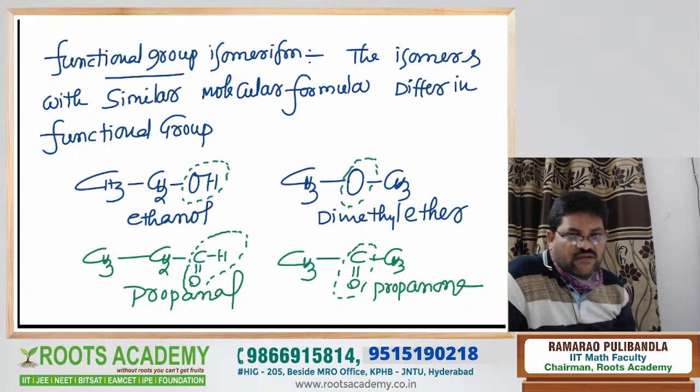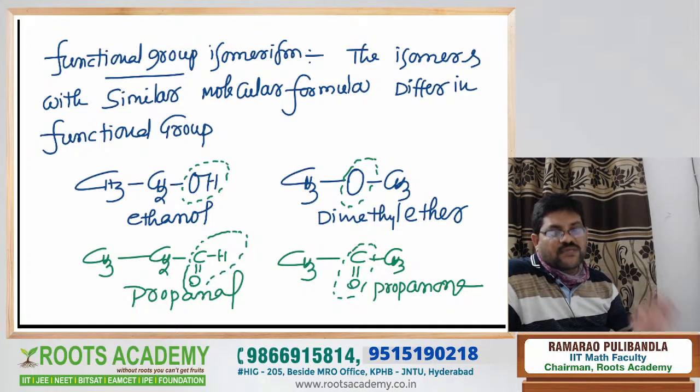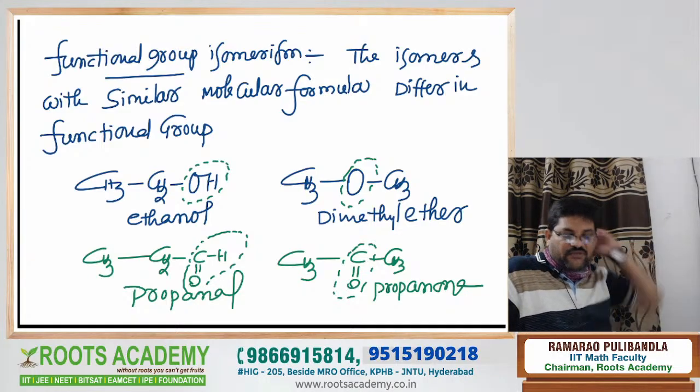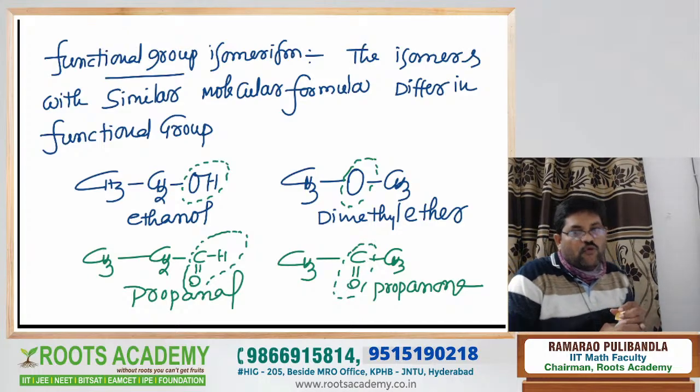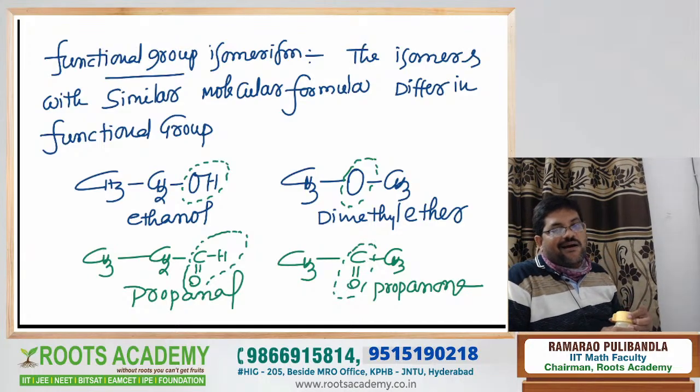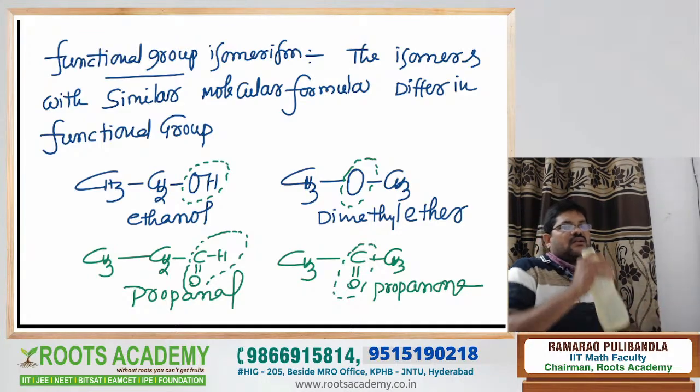Simple logic, no confusion. So isomers with similar molecular formula have different functional groups. Alcohol is the functional isomer of what? Ether. The O linkage is called ether. Aldehyde is the functional isomer of what? Ketone.